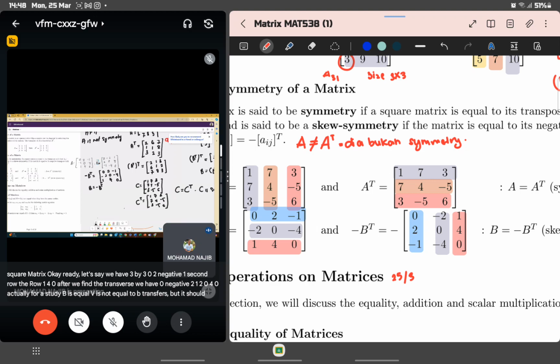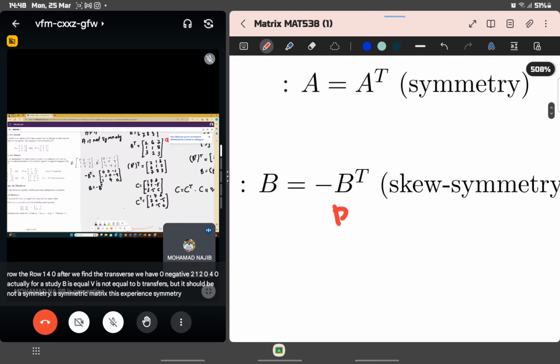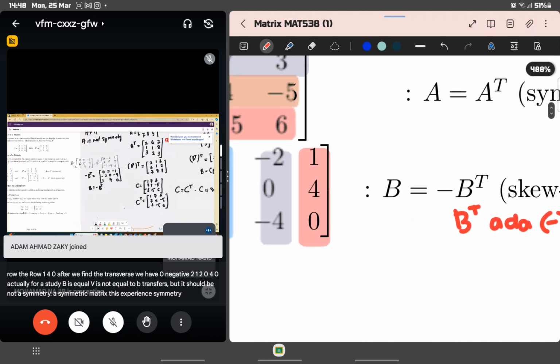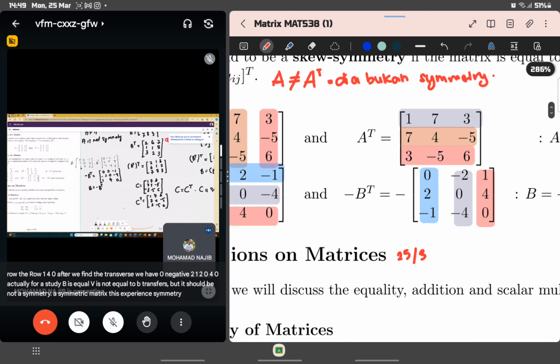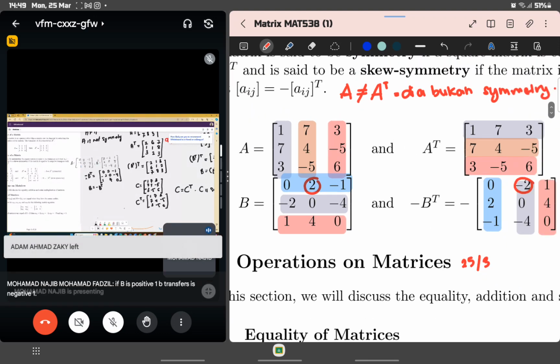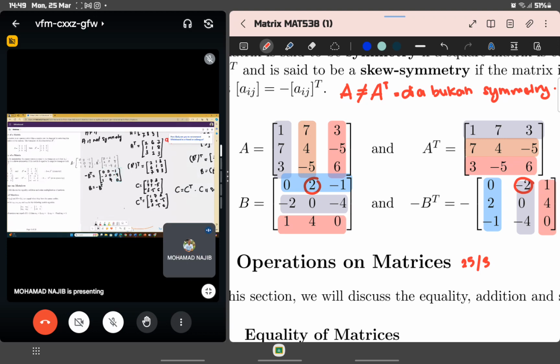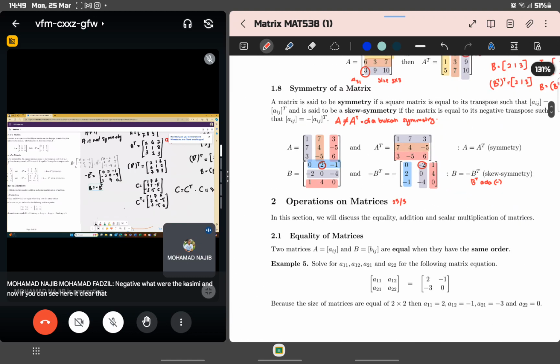Therefore, it should be not a symmetric matrix. Dia tak sebenarnya symmetry. Tetapi, bila kita tengok balik dekat sini, sebenarnya nombor-nombor dia ni apa asal tak? Dia sebenarnya sama. Cuma dekat sini ada negatif, dekat sini ada positif. Dia terbalik. If B is positive 1, B transpose is negative 1. Jadi, kalau saya tambah satu negatif, menjadikan skala multiplication kat sini, saya tambahkan satu negatif, maka dekat sini anda tengok tak? Dia akan dapat apa? 0, 2, -1, -2, 0, -4, 1, 4, 0. Now, if you can see here, it's clear that B equal to negative B transpose.